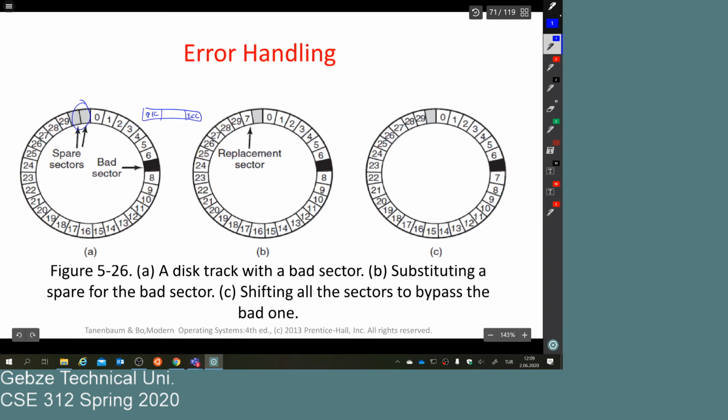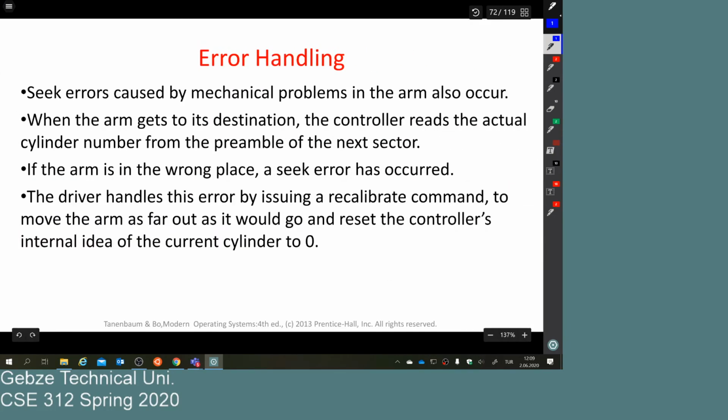Good. Okay, any questions? And by the way, when you move your head to a new cylinder, you start reading your data from that cylinder. You read your sector's preamble, and the preamble says that I am cylinder number 17 and sector number 15. And if what you are reading and what you are expecting is not the same, then you are in the wrong place.